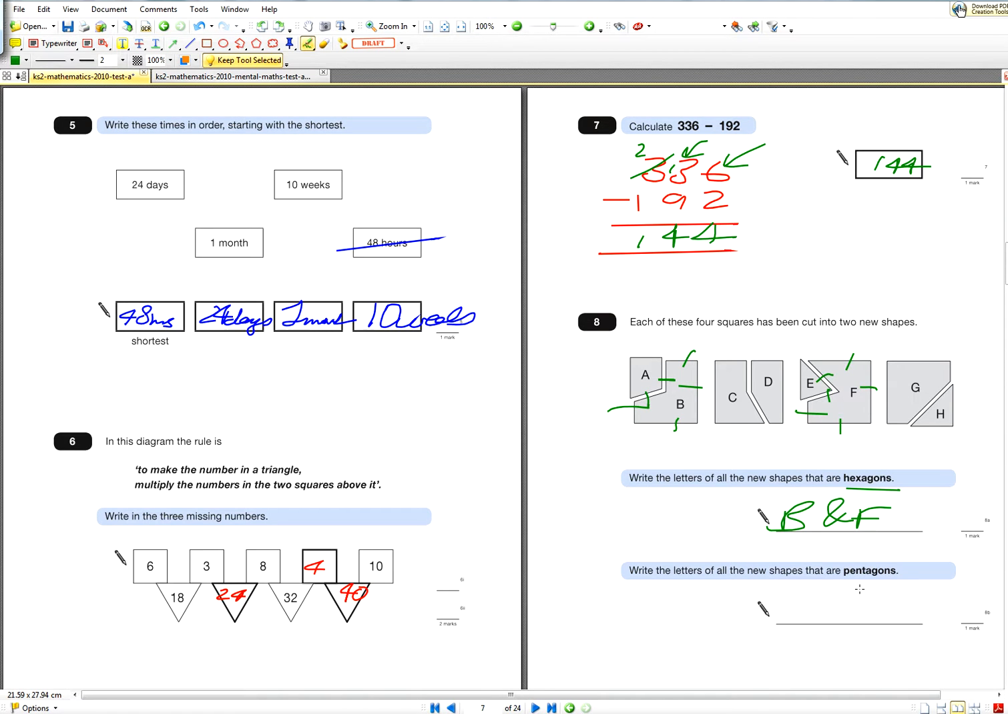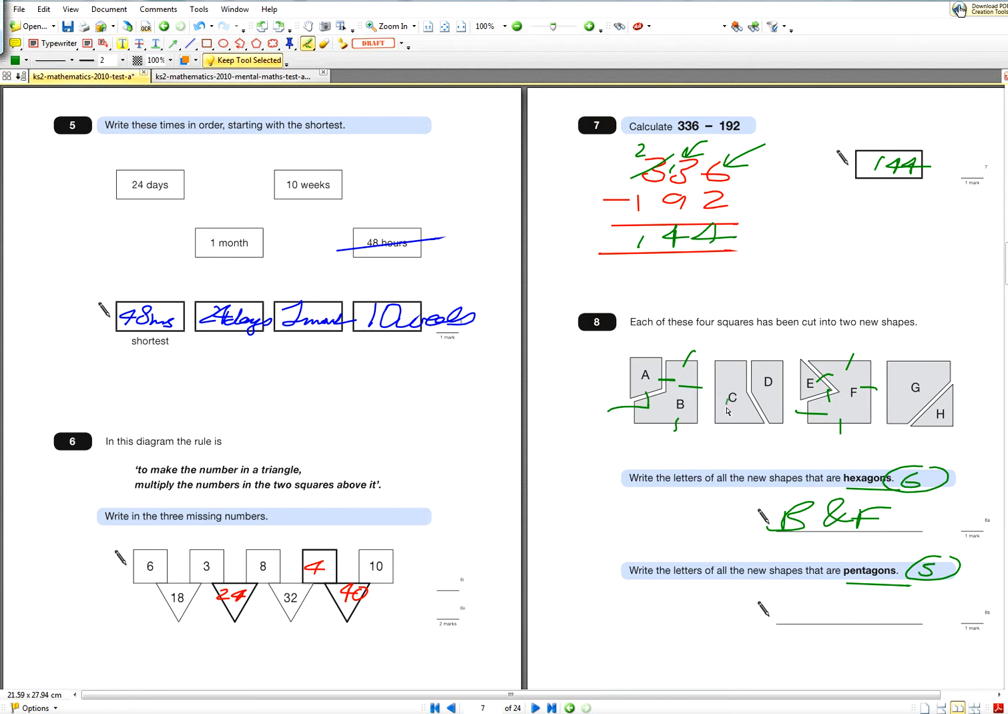How many sides do pentagons have? 4? 5. 5 sides. A hexagon has 6 sides. Which kind of school are you studying at? You think a pentagon has 4 sides? Okay, write the letters of all the new shapes that are pentagons. Let's have Mr. Qasim, come on. C, D, and G.